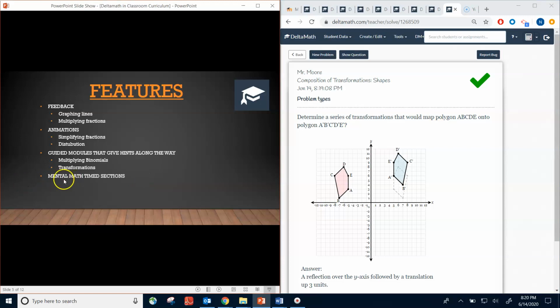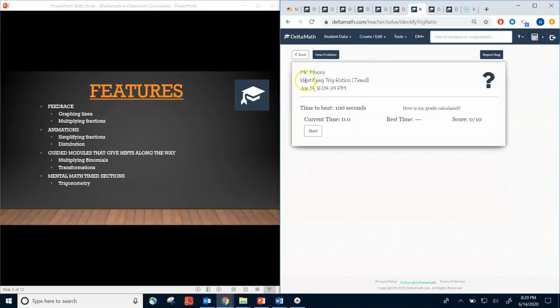Another thing, it shows us mental math time sections for those people who need extra practice with multiplication, addition, subtraction, division, any of those kind of quick mental maths and things. For instance, I found one on trigonometry, which I thought was very useful for my students. Here, it's asking students to identify trig ratios, time, and it's going to ask them to try to get 10 of them right in 100 seconds. So if I hit start, it'll go start.